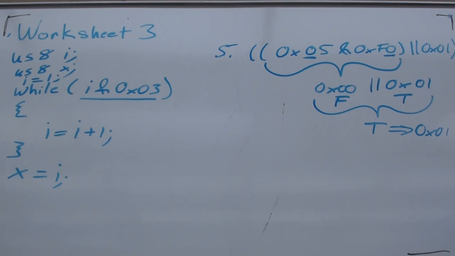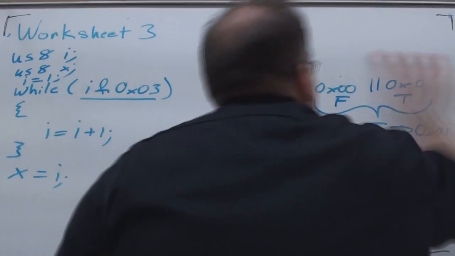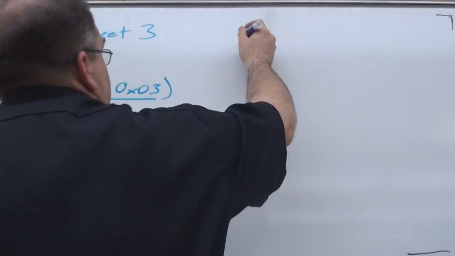1 ANDed with 3. So the first thing we have is 0x01, because I is 1. So this is I.